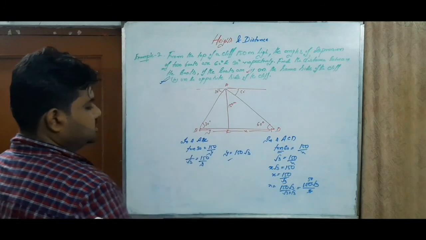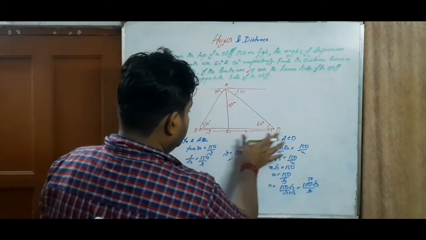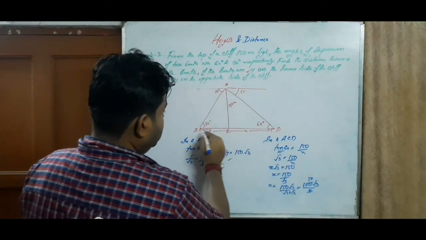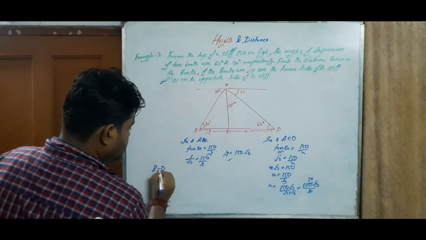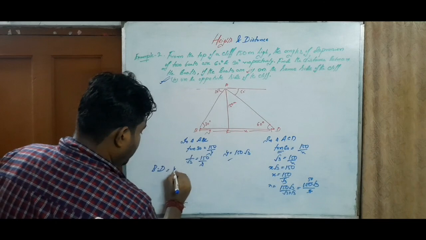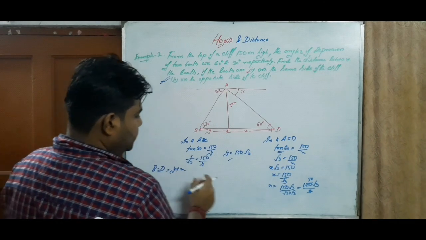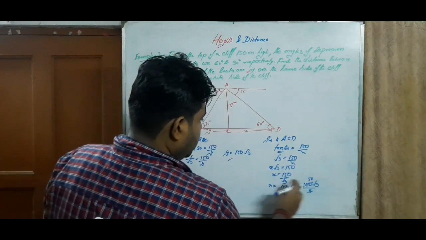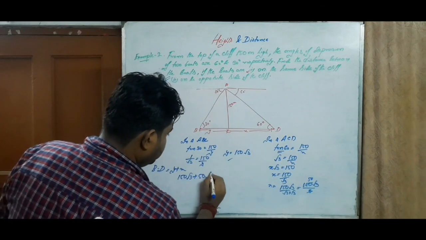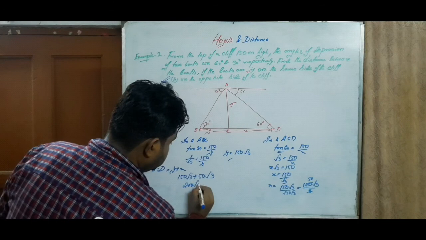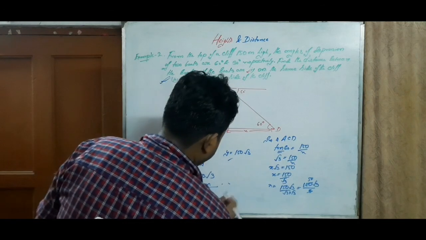Now the distance between the two boats, that is B to D, y plus x, that will be 150 root 3 plus 50 root 3, that is 200 root 3 meter.